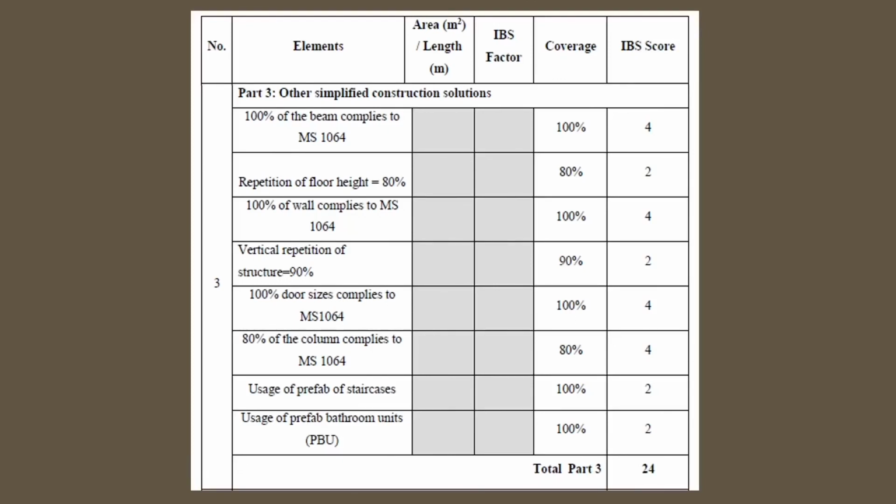Usage of prefab staircases gets 2. Usage of prefabricated bathroom units gets 2 points. The overall score for Part 3 is 24 points. So the overall IBS score for Part 1, Part 2 and Part 3 is 94%.